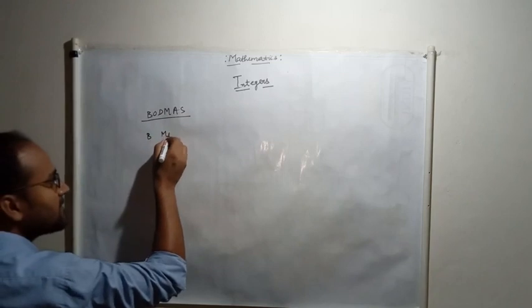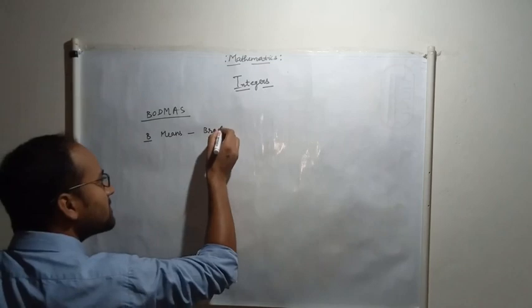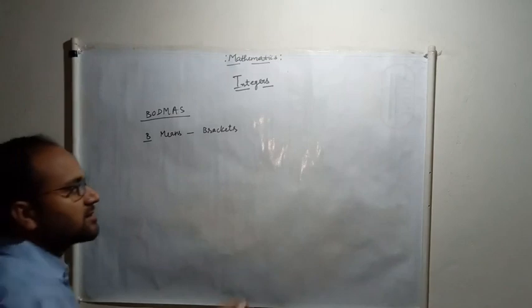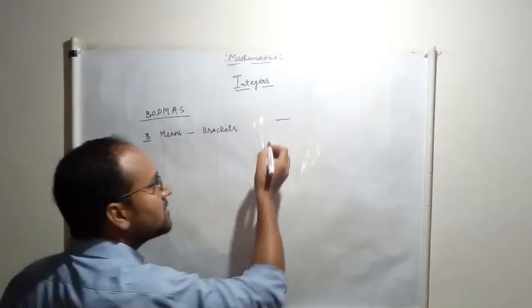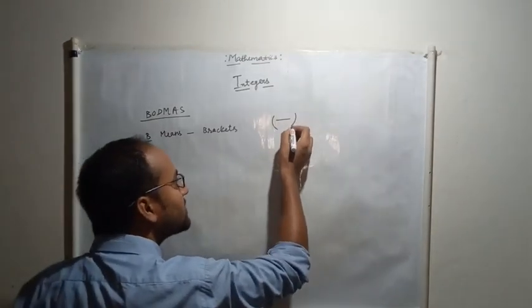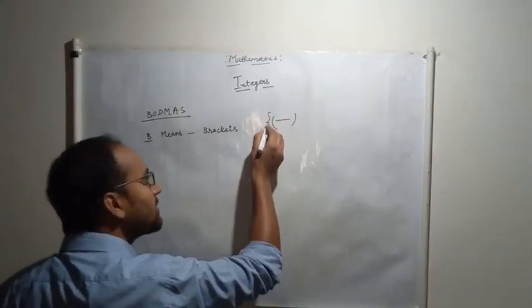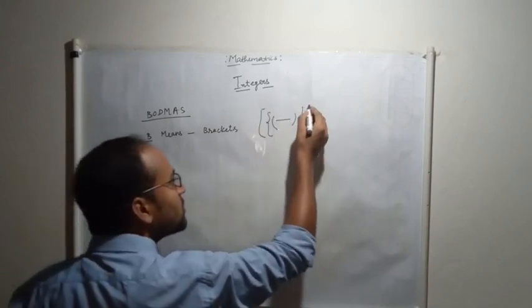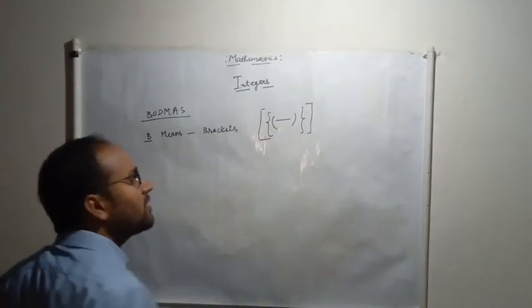B means brackets. In brackets there are a lot of types of brackets. First one is a bar bracket, or it is called a line bracket. Second one is a small bracket. The bar bracket's other name is vinculum. A bar bracket, a small bracket, and then a curly bracket, and after that a square bracket. That one is the last one.